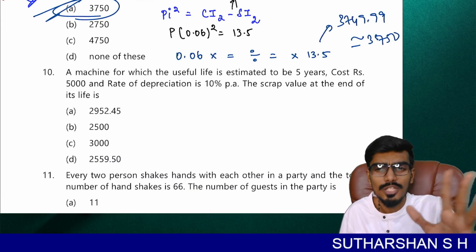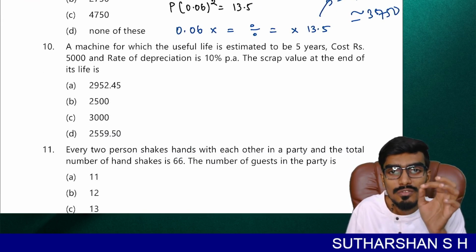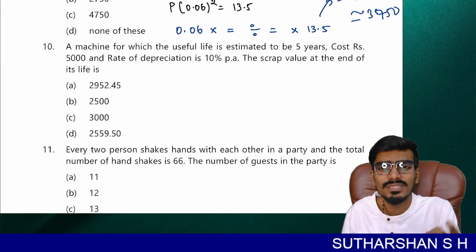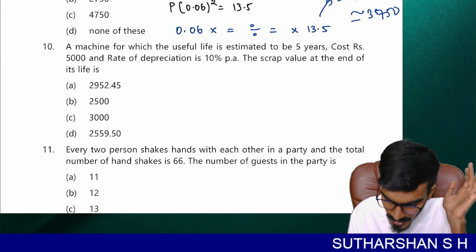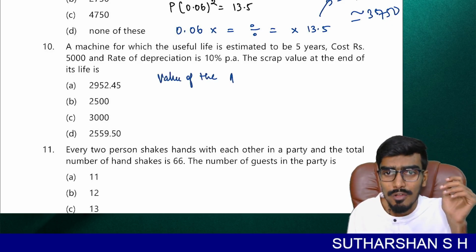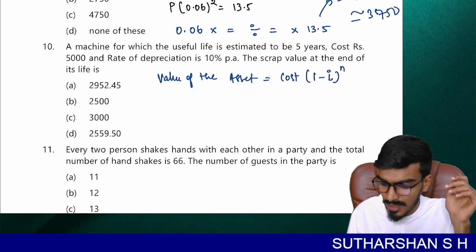Pakka. We will go for question number 10. From now onwards, we will do quickly. A machine's useful life is estimated to be 5 years. Cost is 5,000. Rate of depreciation is 10%. What is the scrap value? See, there is a formula. What is the value of the asset? Value of the asset is equal to cost, that is basically the machinery value, into 1 minus i whole power n.